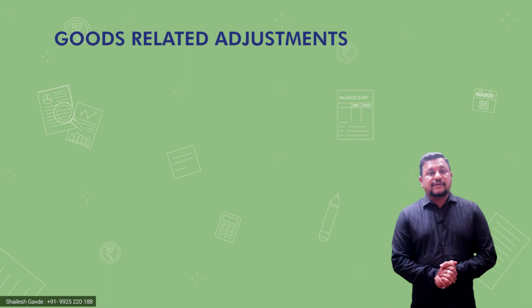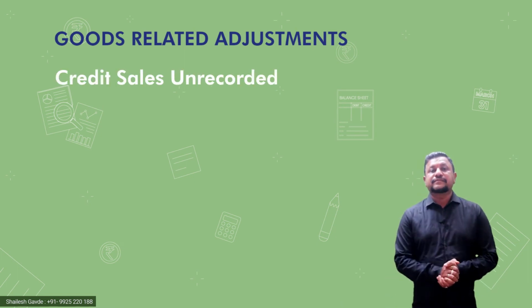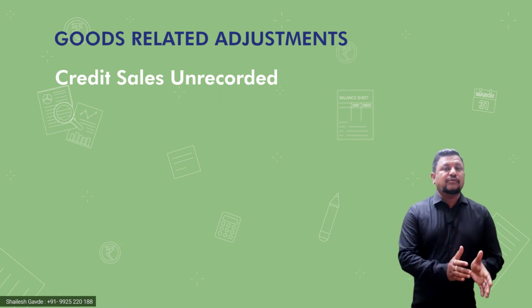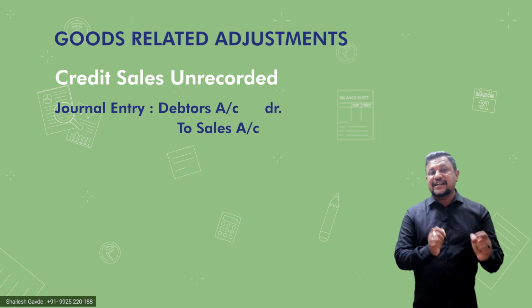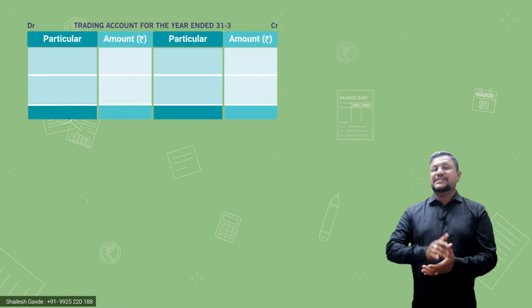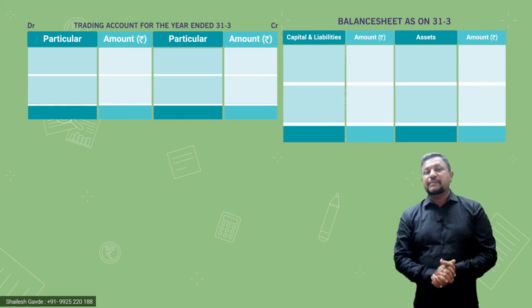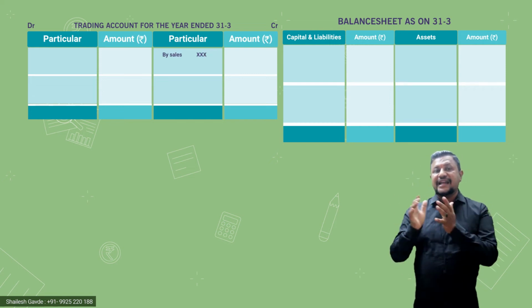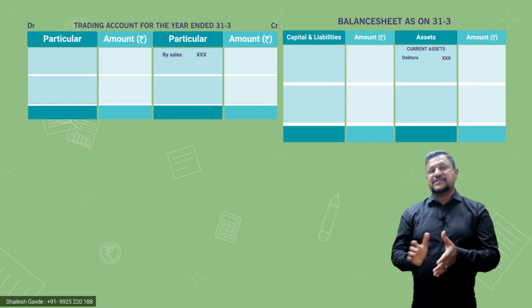The next adjustment we'll take on goods is credit sales unrecorded. If we think about the journal entry of credit sale of goods, it is debtors account debit to sales account. Well, we'll understand the effects. We'll take trading account, we'll take balance sheet. In trading account, credit side we post sales, in balance sheet asset side, in current assets we post debtors.